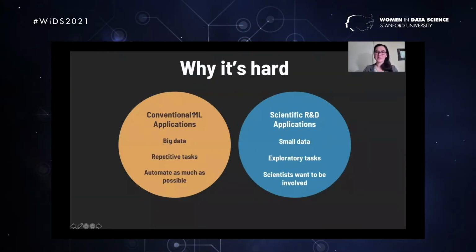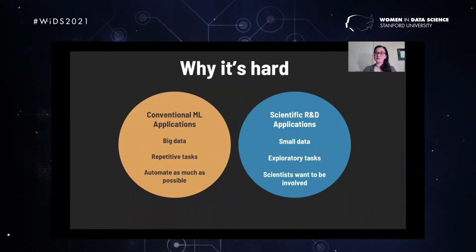So I'll start with why it's hard. When you think about conventional machine learning applications, often one of the first things you think of is big data, right? That's one of the critical buzzwords. You think about having millions, billions, or more data points. But in scientific applications, that's an exception. Typically, you're talking about small data. So I've worked on projects with just dozens of data points, sometimes hundreds. And that comes with a whole host of different challenges and approaches to try to surmount having smaller data sets.